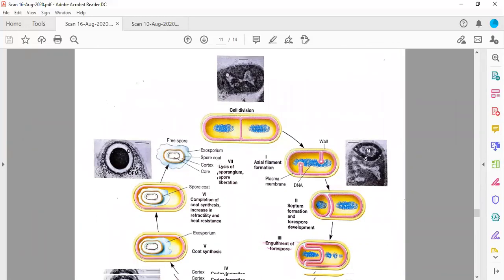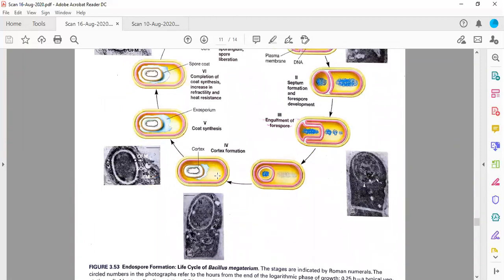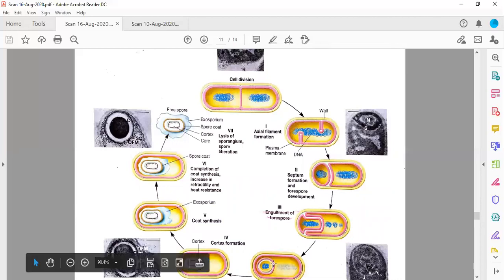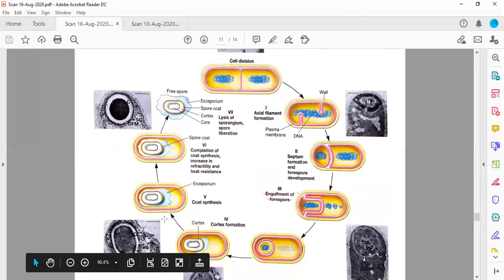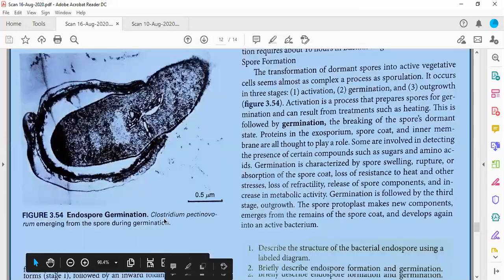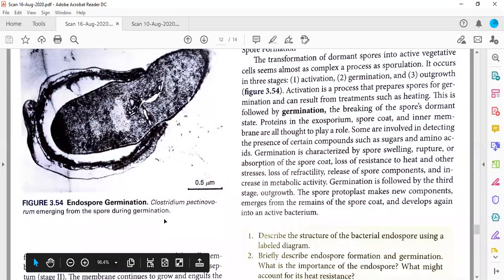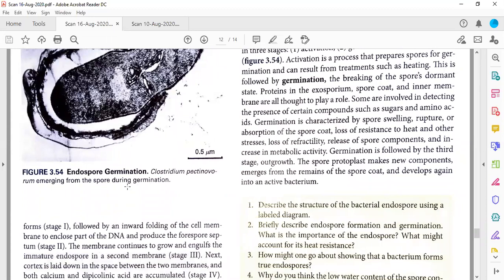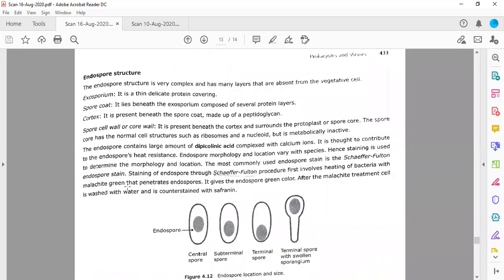So these are all the components of this particular endospore, and this is the process of sporulation, how the two cells are formed. One forespore will be engulfed by this big cell, and this will lead to the development of the endospore inside the cell. And when the conditions are favorable, the endospore will germinate. During the germination, the spore will emerge out of this cell.